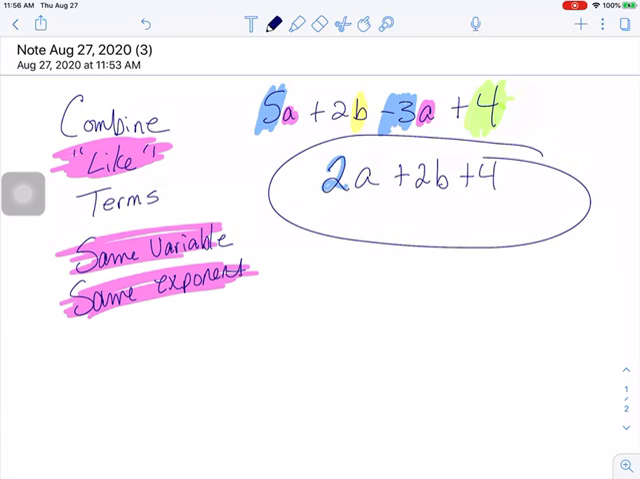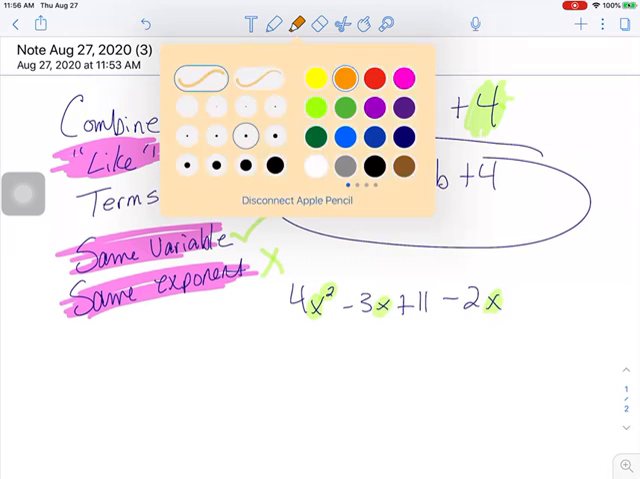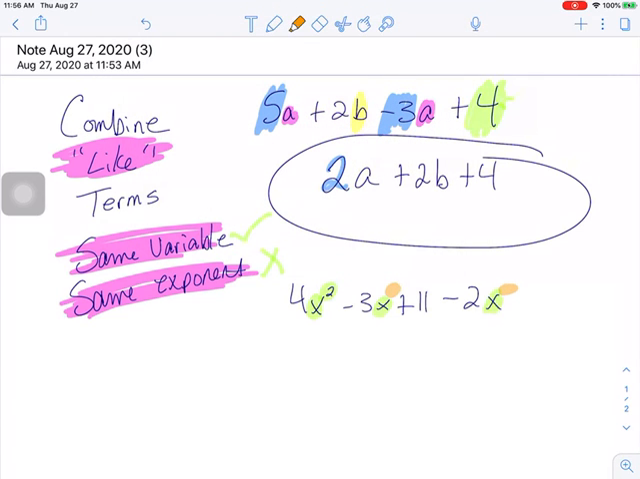Okay, so I'm looking at another one. 4x squared minus 3x plus 11 minus 2x. Okay, so this time, this is interesting because we have 3 x's. So those all check the same variable rule, but they do not all have the same exponent. This one has a 2. The others do not. So when they don't have a little number above them, what that means is there is just one of those things. So there's 1x here and 1x here.